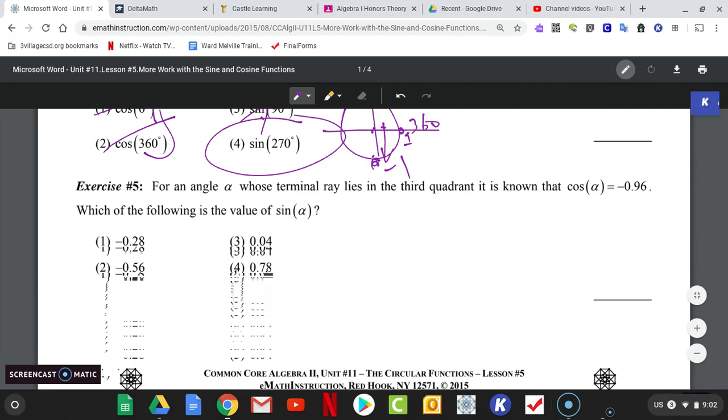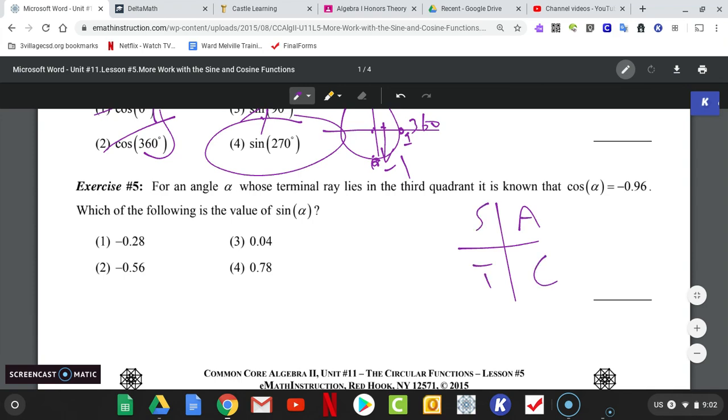For angle A, whose terminal ray lies in the third quadrant. All right, now that's important. Remember, all students take calculus? So third quadrant. Just keep that in mind. We don't need it now, but it says tangent is positive here. Tangent is equal to sine over cosine. Opposite over adjacent. Sine over cosine.